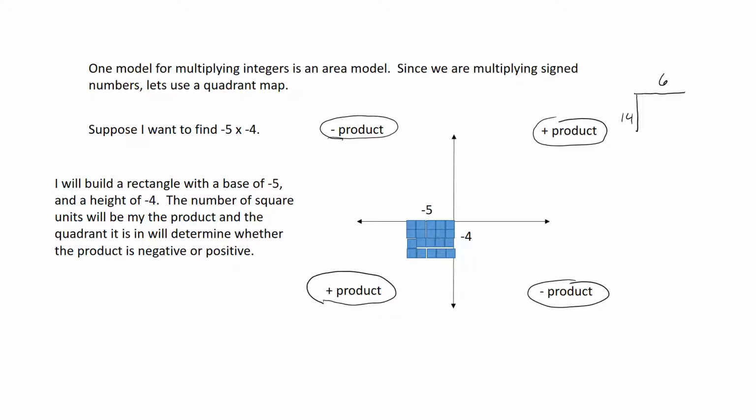Now the product here is positive. It's in this region, so it's a positive product. So negative 5 times negative 4 is a positive 20. Okay, so you'll need to remember these.